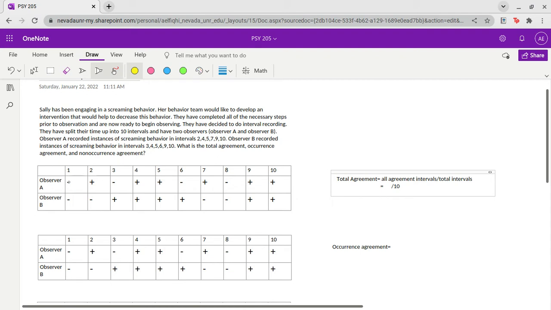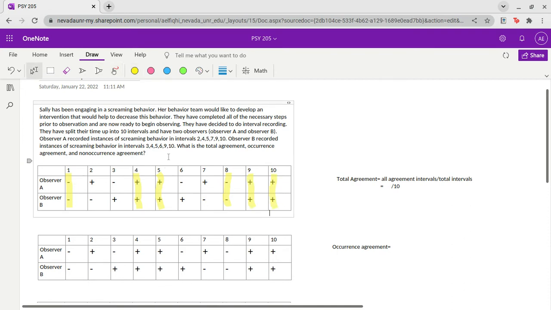So in interval 1, we do have agreement. It's non-occurrence. In interval 2, we do not have agreement. Interval 3, we do not have agreement. Interval 4, we do have agreement. Interval 5, we have agreement. Interval 6, we do not. Interval 7, we do not. Interval 8, we do. Interval 9, we do. And then interval 10, we do.